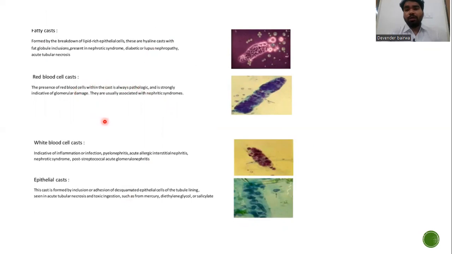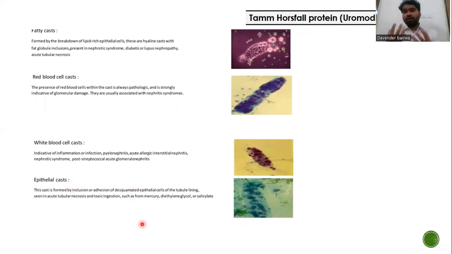RBC cast because of glomerular injury or glomerular pathologies. White blood cell cast because of pyuria, and epithelial casts are generally seen in case of your acute tubular necrosis of any cause.